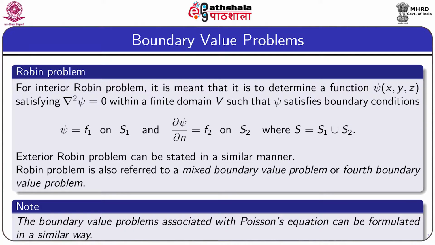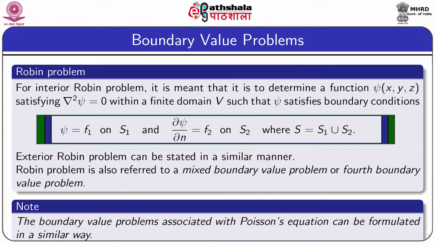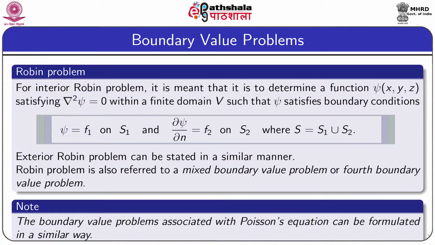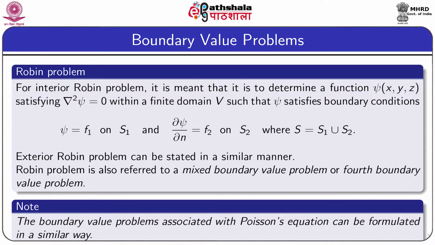Now I am going to discuss the Robin problem. For the interior Robin problem, we have to find an unknown function psi which satisfies the equation grad square psi equals 0 within a finite domain capital V, and on the boundary of capital V, that means on S, psi is equal to f1 on S1 and del psi del n equals f2 on S2, where S is the union of two boundaries S1 and S2.